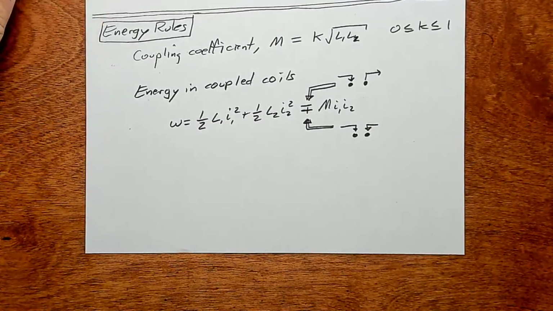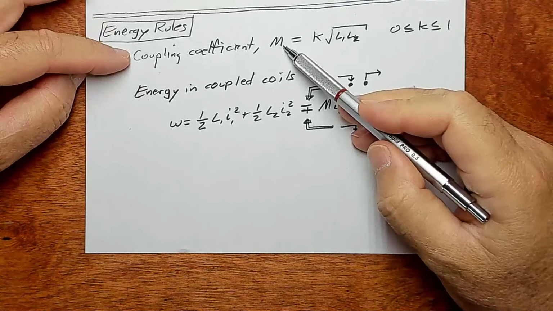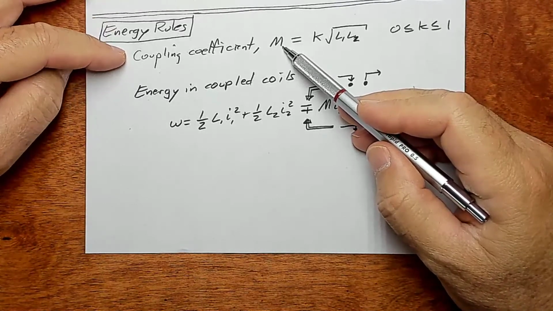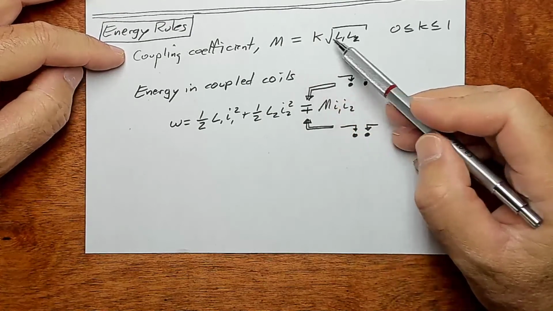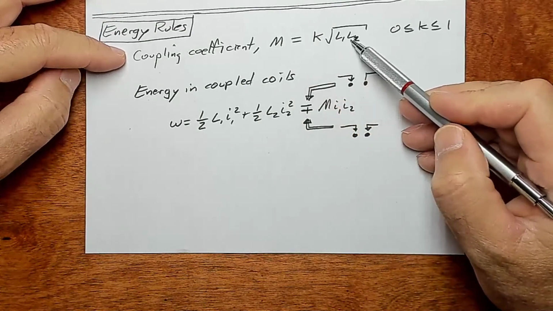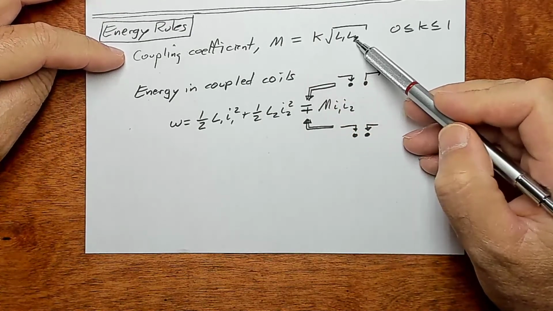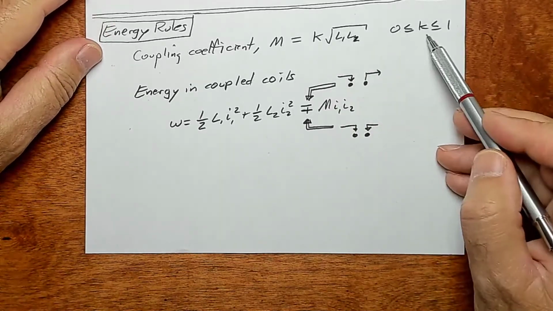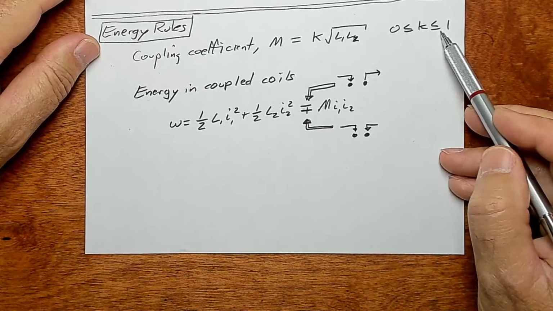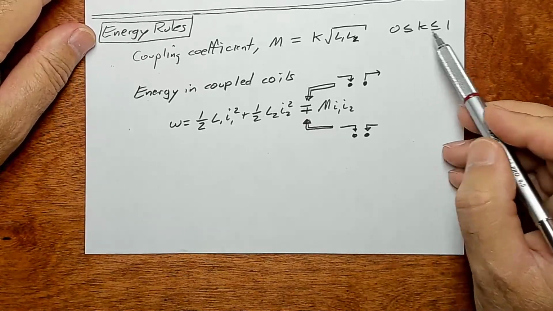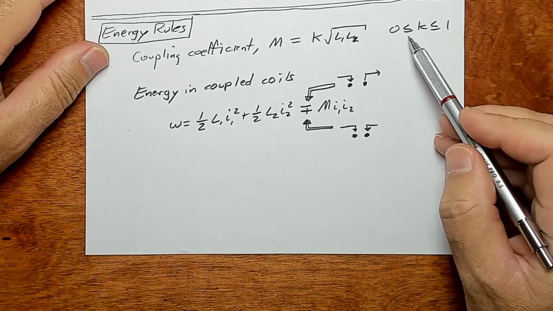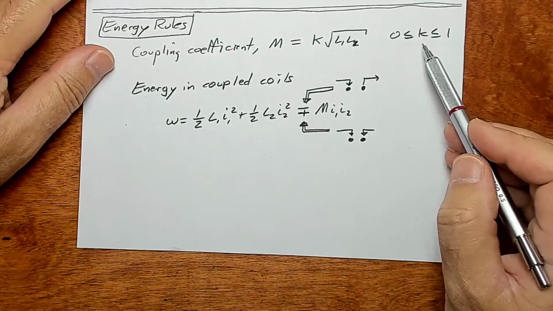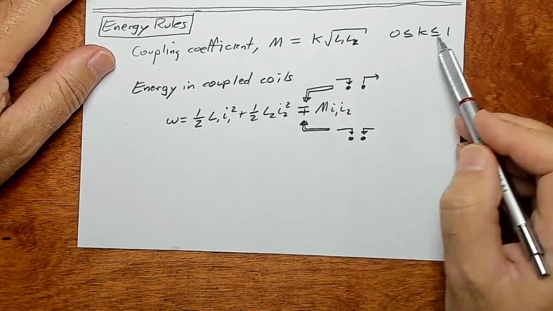Sorry about that. Anyway, so we've got the mutual inductance M, or sometimes called the coupling coefficient. It's given by this. It's just the root of the individual inductances L1 and L2 times this constant K, where K is a value between 0 and 1. So this is just presented without derivation. Just learn to love it.